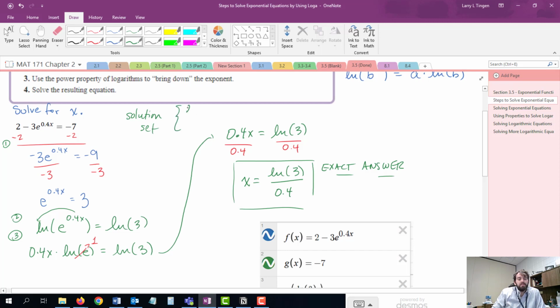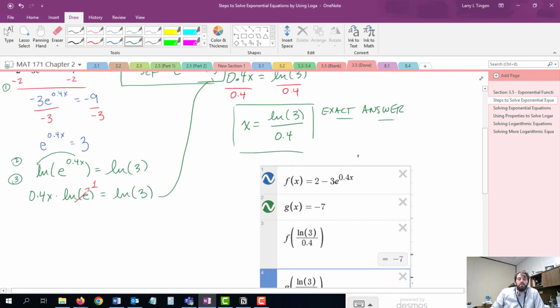Again, fight the urge to pick up the calculator. Leave this alone. Do not round. Solution set is natural log of 3 divided by 4/10 x. And then this is the check in Desmos.